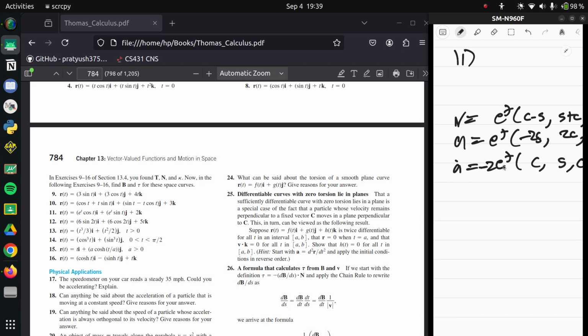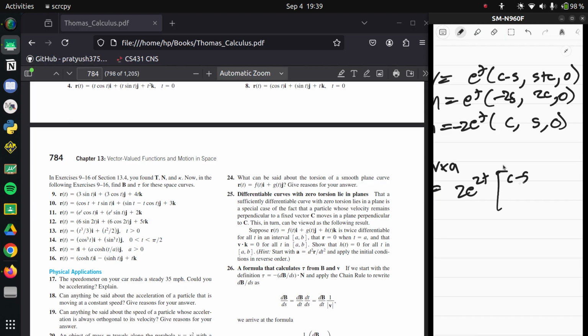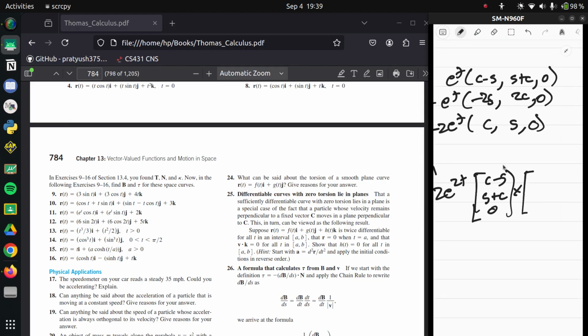Right, it pretty much does it. So what do you want? You want v cross a, which is like e power 2t, or you should just actually pull that out. So just 2 e power 2t, and then this stuff cosine minus sine, sine plus cosine. This crossed with what? This stuff. It's minus sine cosine 0, I suppose.